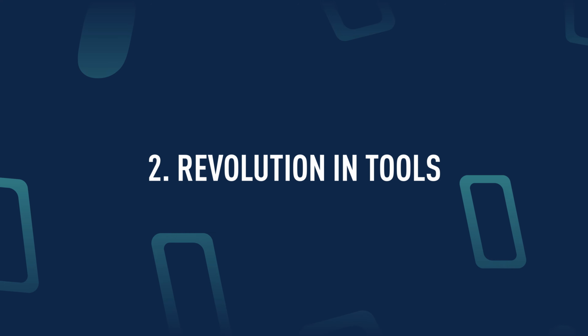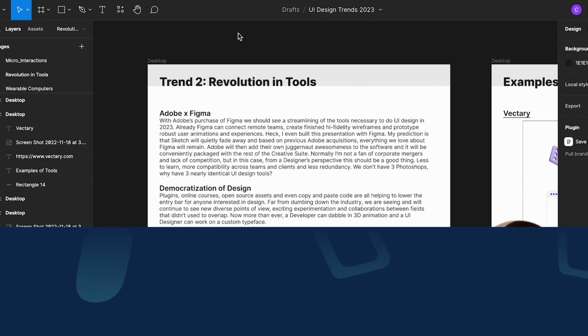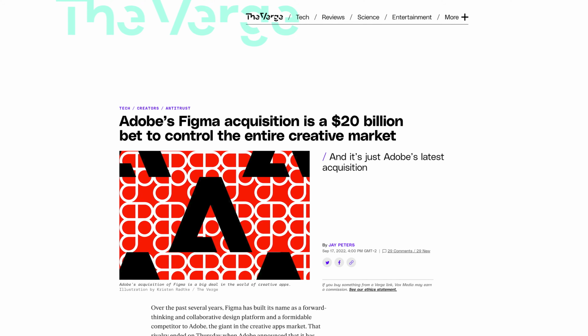So that's micro interactions, trend number one. Let's go ahead and move on to trend number two, which is going to be a revolution in tools. What do I mean by that? It's kind of two parts. We have Sketch, Adobe XD, and Figma currently. Perhaps you've heard that Adobe acquired Figma.